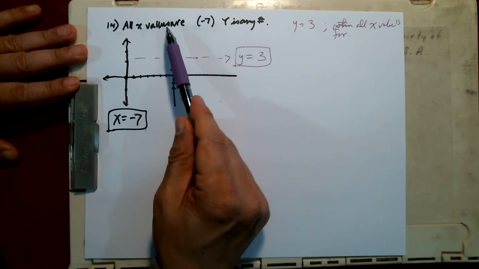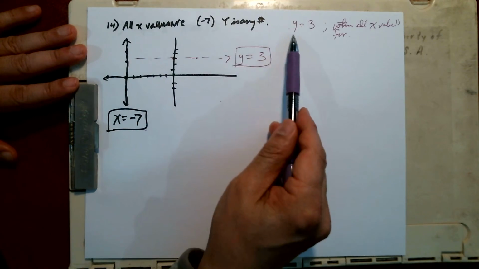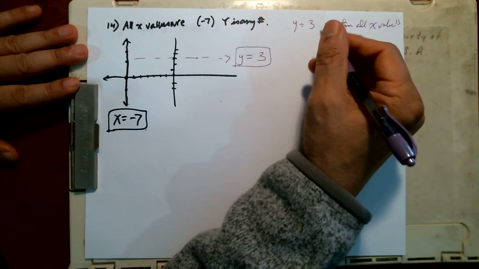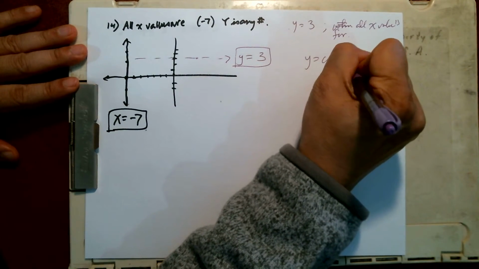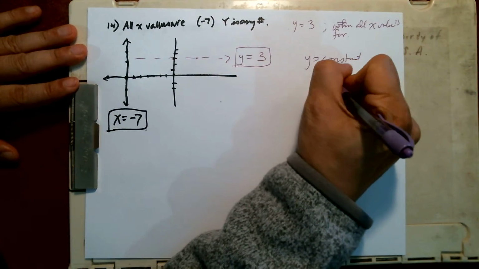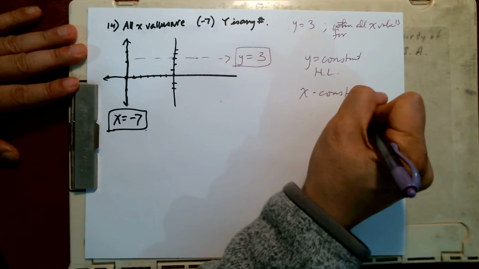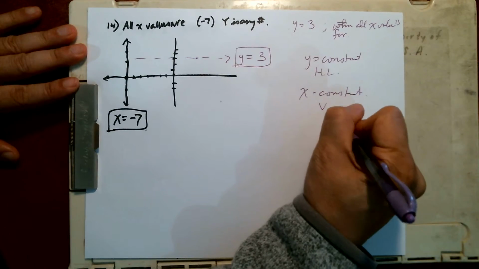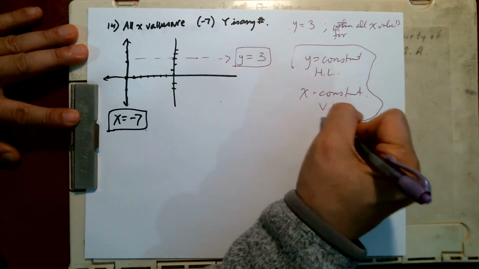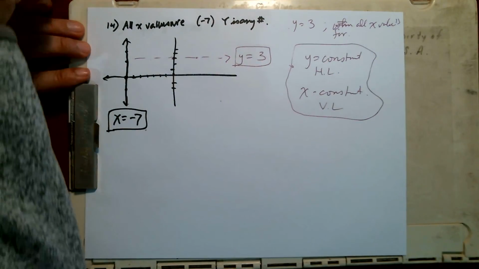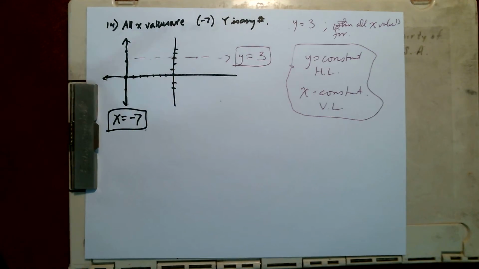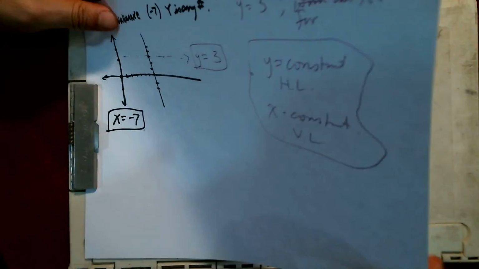Don't forget, she might give you something like this or something like this. So when you have y equals constant, it's a horizontal line. When you have x equals constant, it's going to be a vertical line. You should put this in your notes somewhere. Okay? Let me see what else.